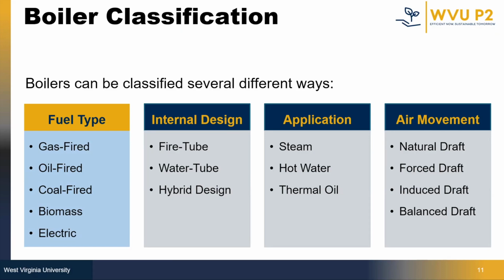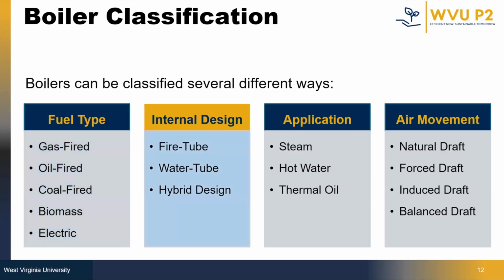Next are the biomass boilers that burn organic materials such as wood chips, crop waste, or even algae. They are uncommon but work well for facilities that already generate a lot of organic waste. Electric boilers don't use combustion. Instead, they rely on electricity to produce heat, so they don't create direct emissions. They're clean but less commonly used in industries, since electricity usually costs more than other energy sources.